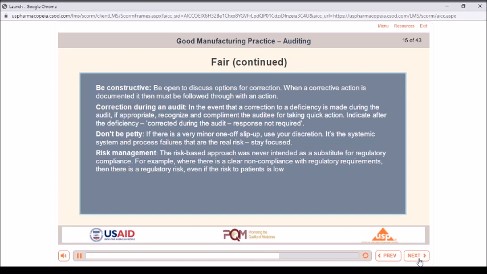Stay focused. Risk management. The risk-based approach was never intended as a substitute for regulatory compliance. For example, where there is a clear non-compliance with regulatory requirements, then there is a regulatory risk, even if the risk to patients is low.